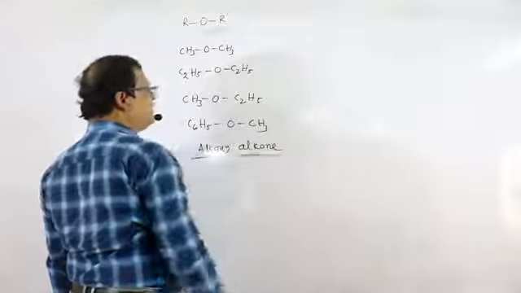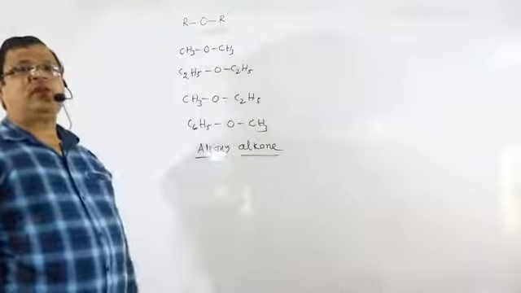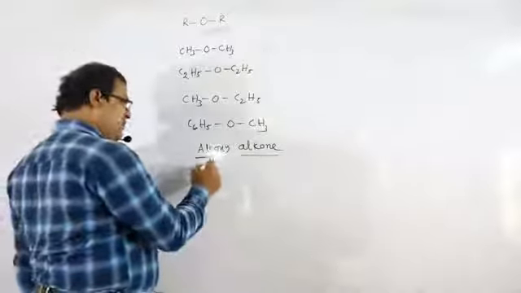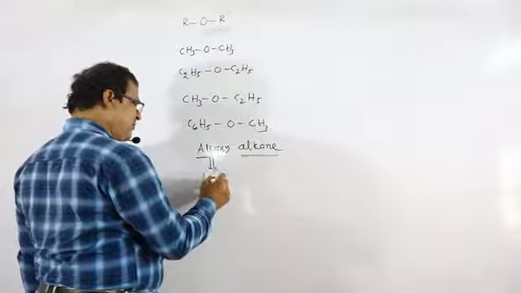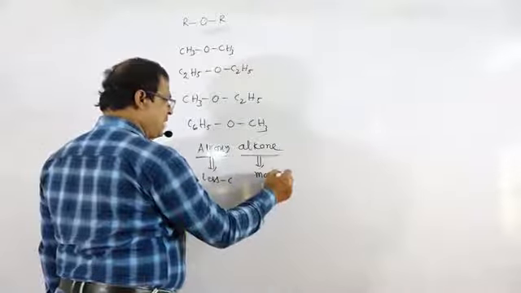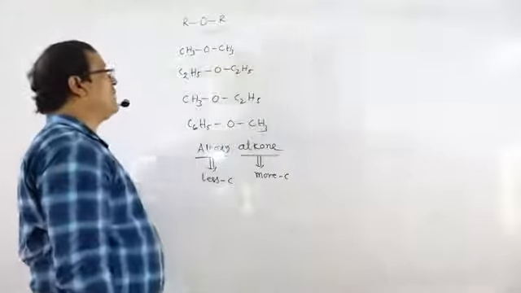Ethers are named as alkoxyalkane. Then how to define that alkoxy? The alkyl group with fewer carbons is the alkoxy group, and the alkyl group with more carbons is known as the alkane.